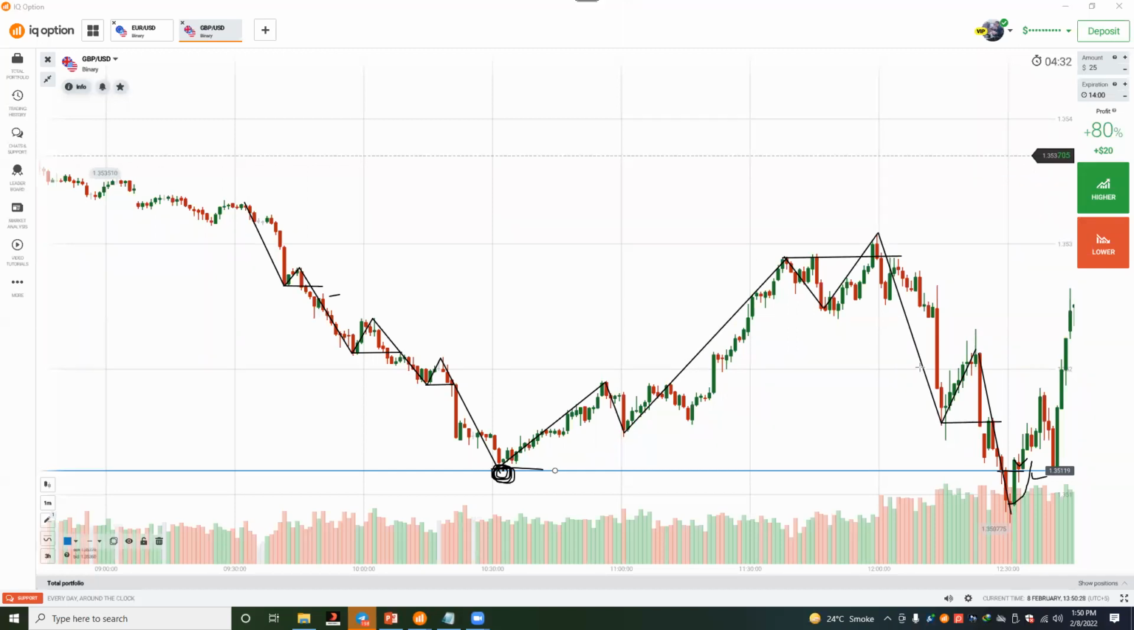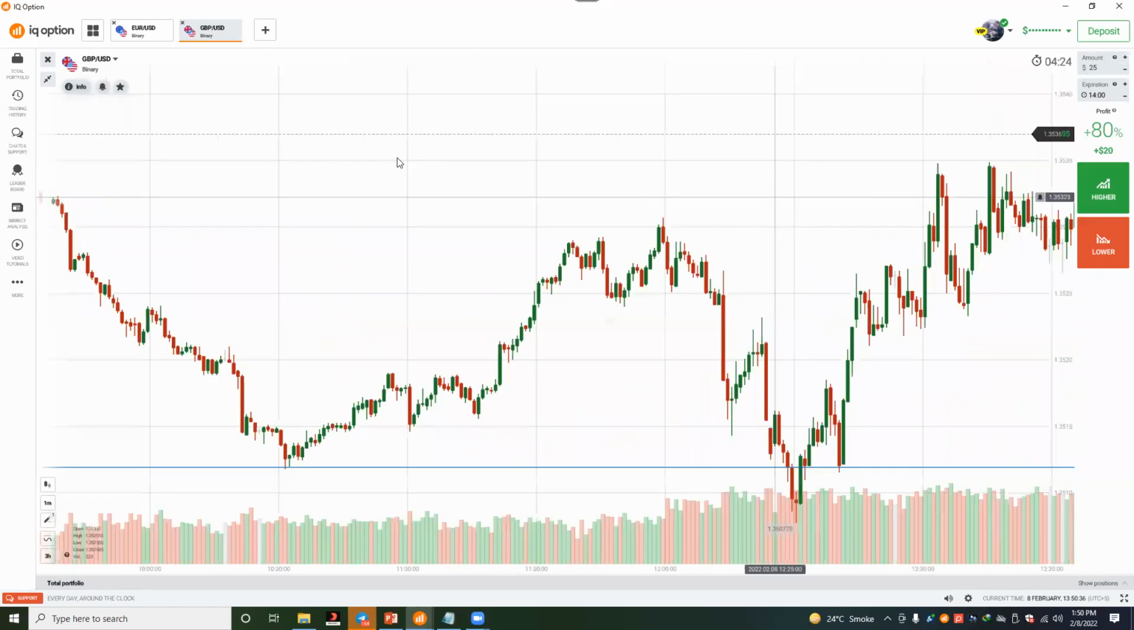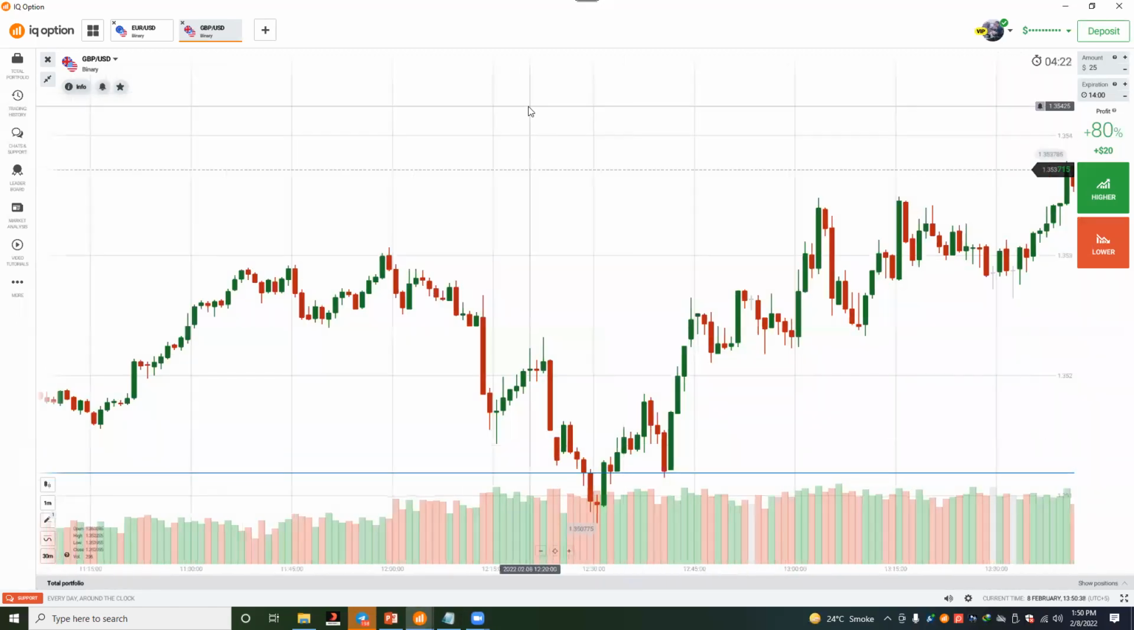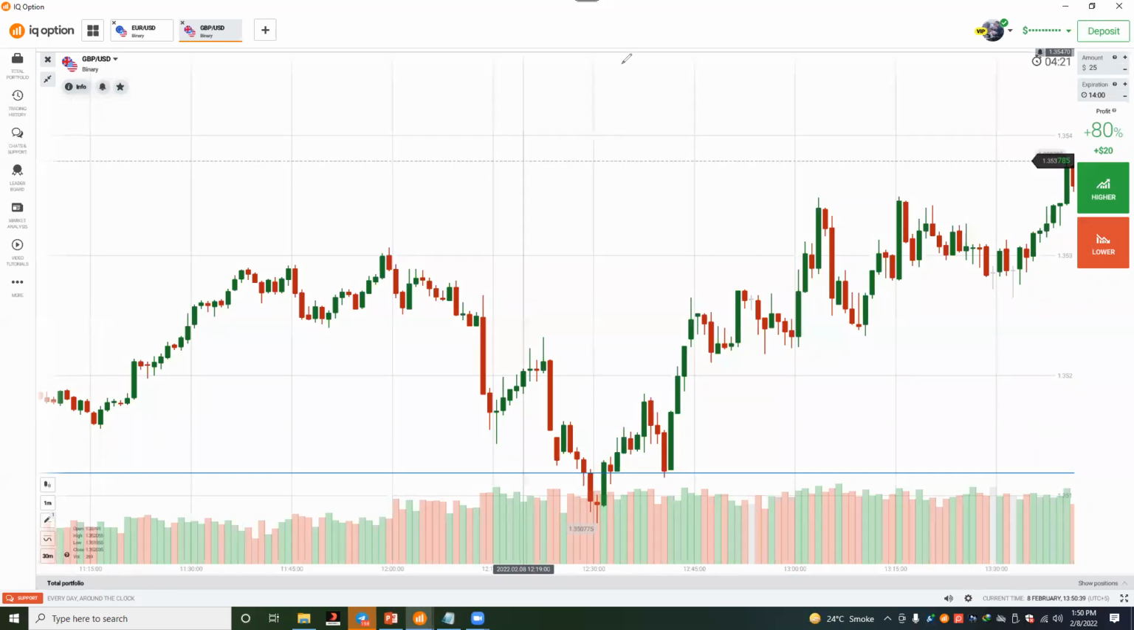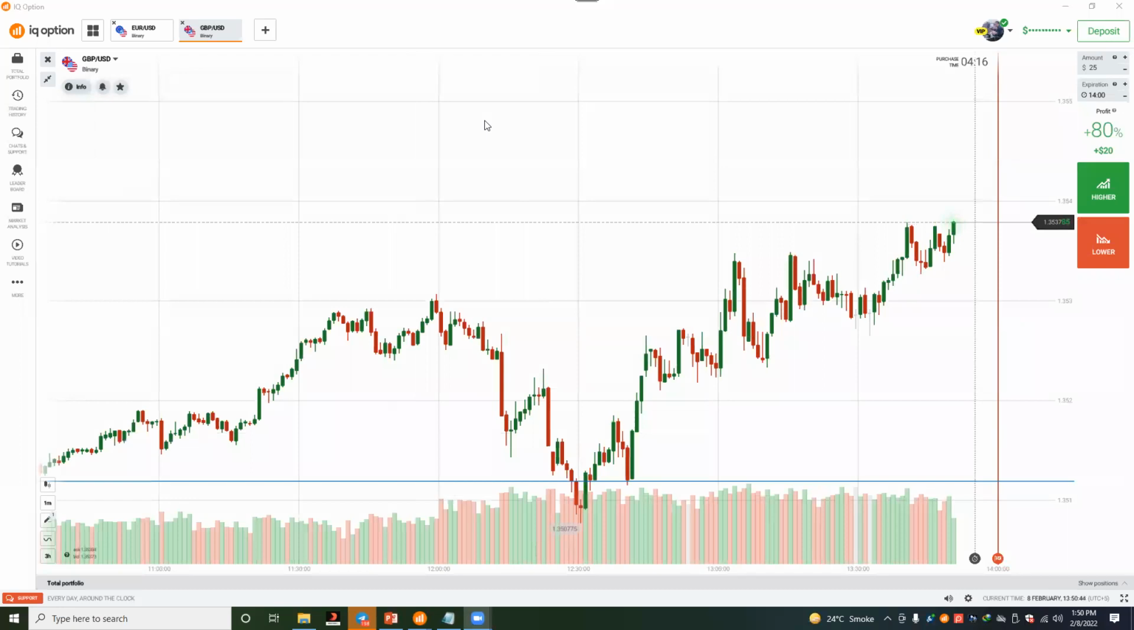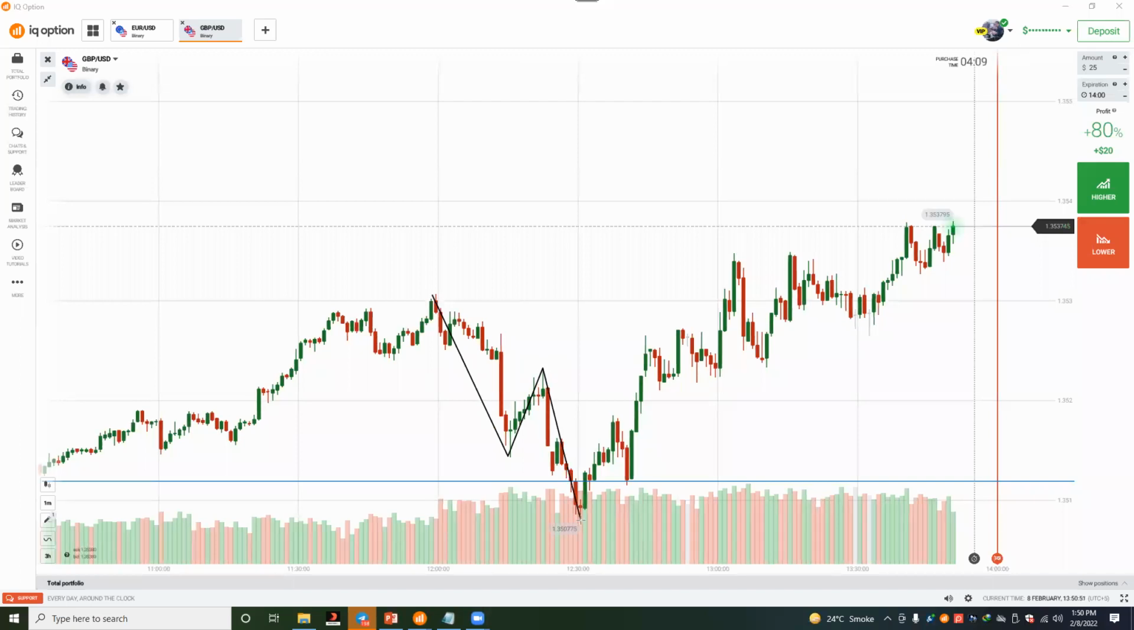So the break of a structure is very important for taking the trade on the support and resistance. So some more trades I'm going to show here. See, now we have understood that this is the break of a structure wave here. This is our break of a structure wave, okay?